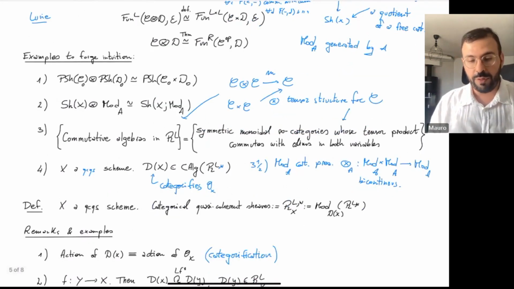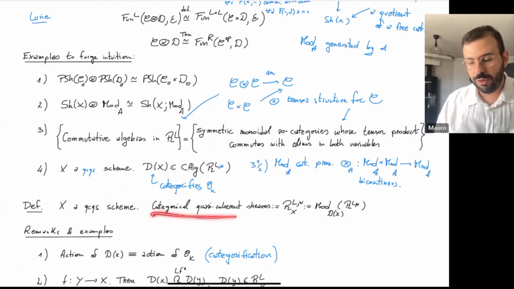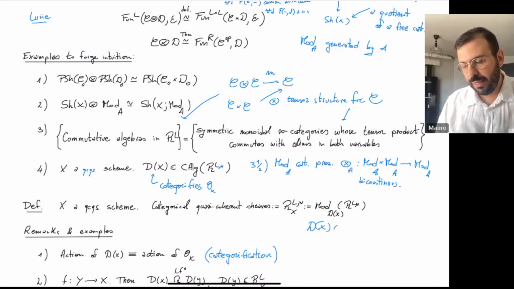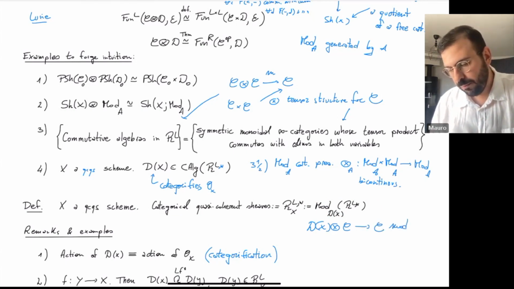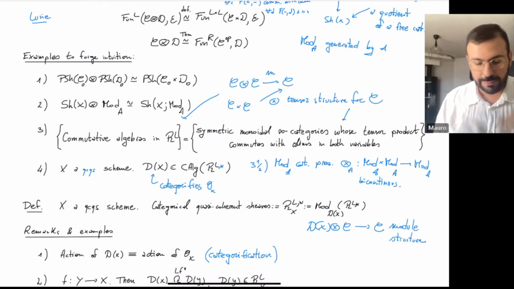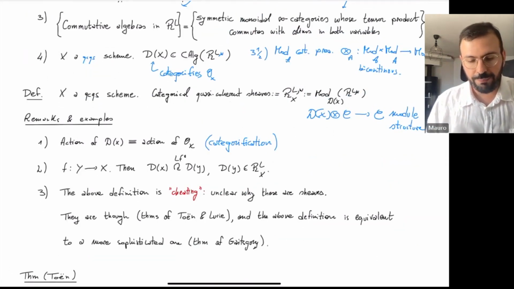Okay, and we give this definition: for a quasi-compact, quasi-separated scheme X, categorical quasi-coherent sheaves are modules in PrL omega for this thing, D(X), so categories with a D(X)-module structure. Let's see some examples. This is a very general definition and it includes most things you know. As I was saying, the action of D(X) is the categorification of the action of O_X.